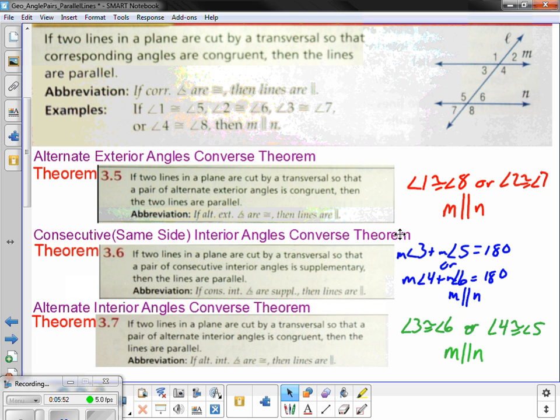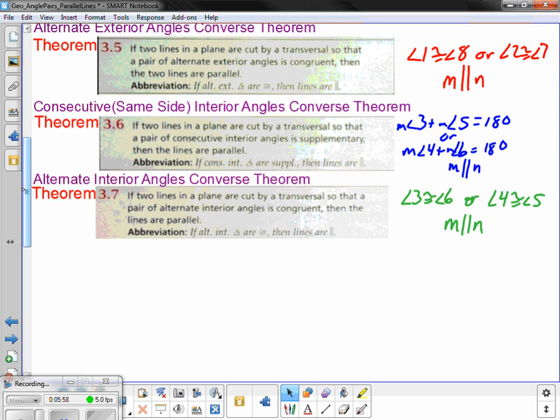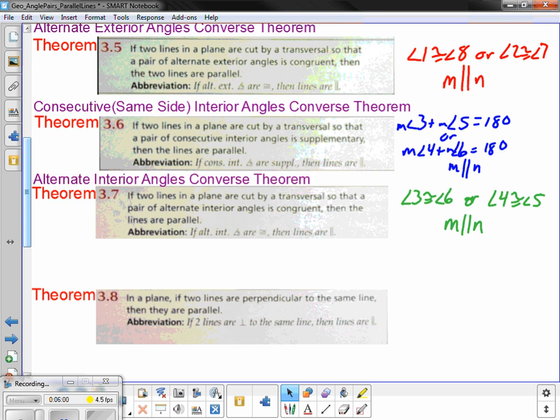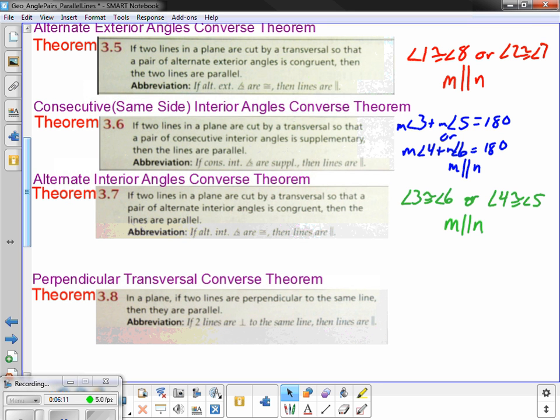But there was another theorem that we talked about before. If we had parallel lines and we had a perpendicular, there's one other way we can do this. What if we go the other way? What if in a plane, 2 lines are perpendicular to the same line? Then they have to be parallel. I refer to this as the perpendicular transversal converse theorem. So if I have 2 lines that are perpendicular to the same line, I get parallel lines.